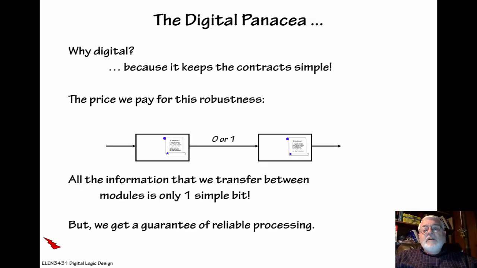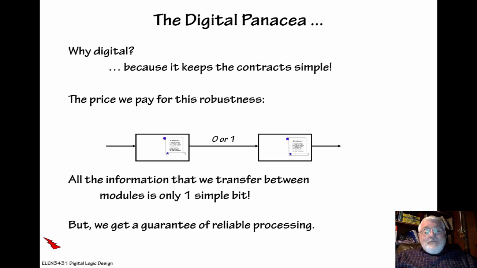Okay, so the digital panacea. Why digital? Why are we going to use digital? Well, the simple reason is because it keeps the contracts simple. You can have contracts with analog systems, though it's probably not going to be called that. But when you design analog systems, you put in certain controls to make sure the analog signal stays within bounds and things like that. And that essentially is the contract. You're holding the analog system to a contract, but it is really, really hard to do.